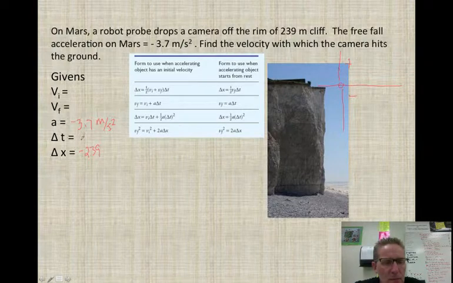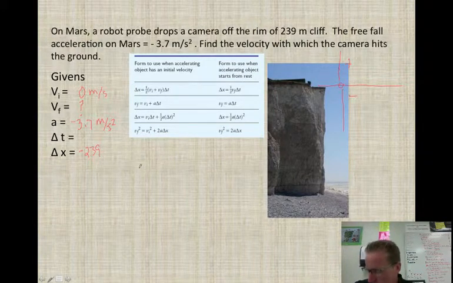We don't have a time, we don't have a velocity final, and that's actually what we're trying to find. And since it's dropped off the cliff, that means VI is 0 meters per second. Our answer should be negative because it's going down. So we need to always be mindful of these kinds of things, so that at the end we can self-evaluate our work.